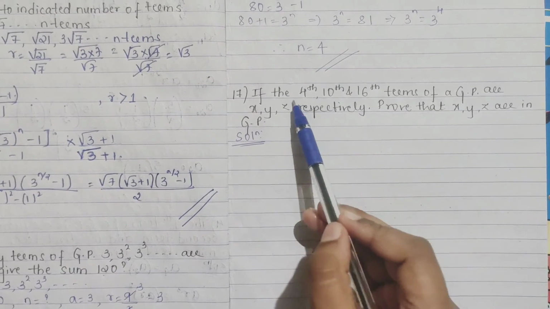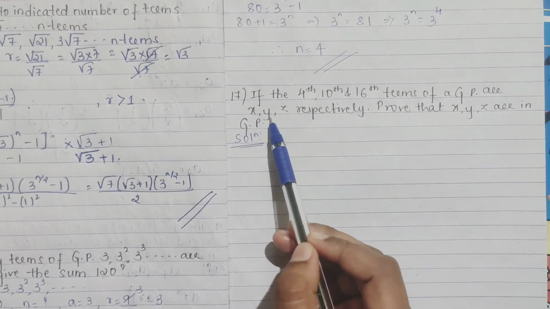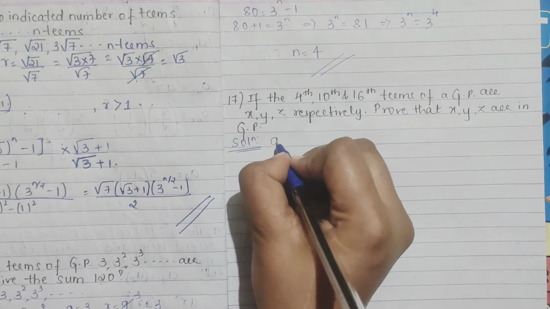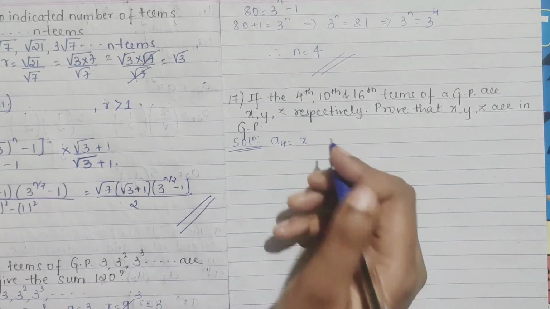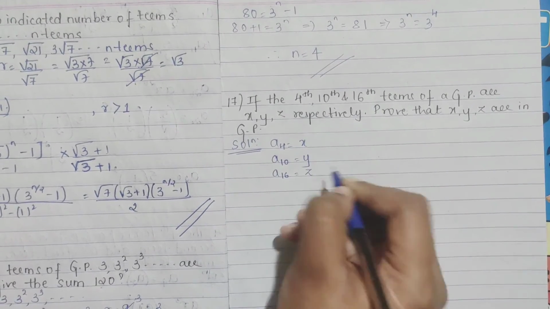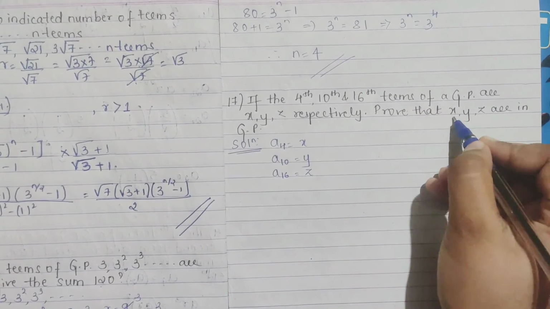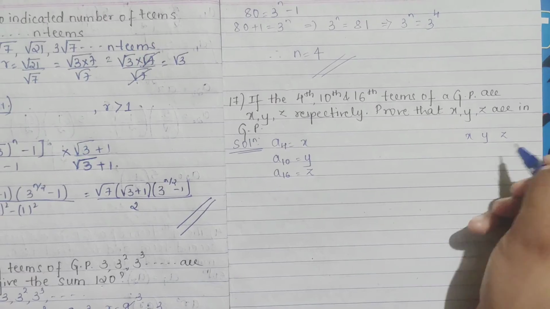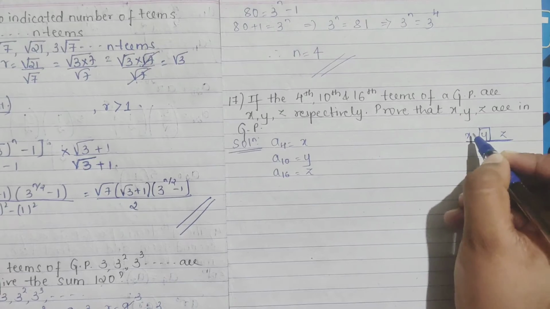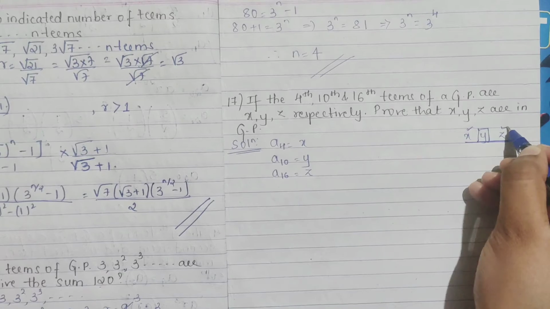17th question. If the 4th term, 10th term and 16th term of a GP are x, y, z respectively, prove that x, y, z are in GP. What they are telling is: 4th term x, 10th term y, 16th term equal to z. Prove that x, y, z are in GP. See, whenever they have given x, y, z, you should know that for any 3 terms in GP, the middle term square is the product of the first and last.